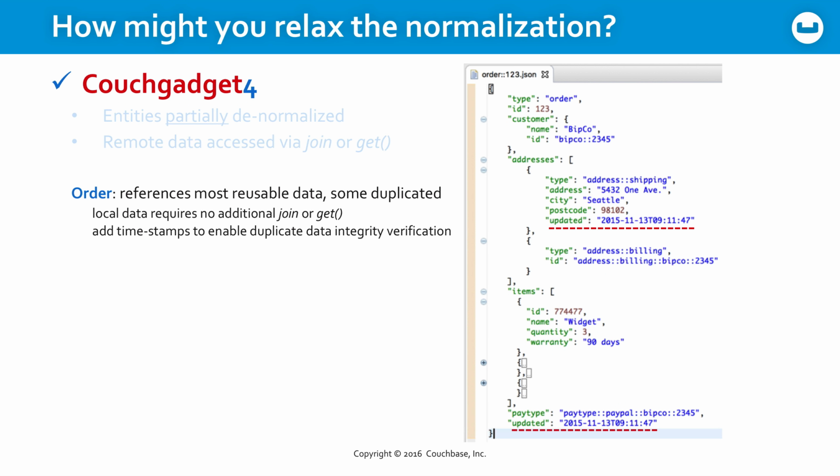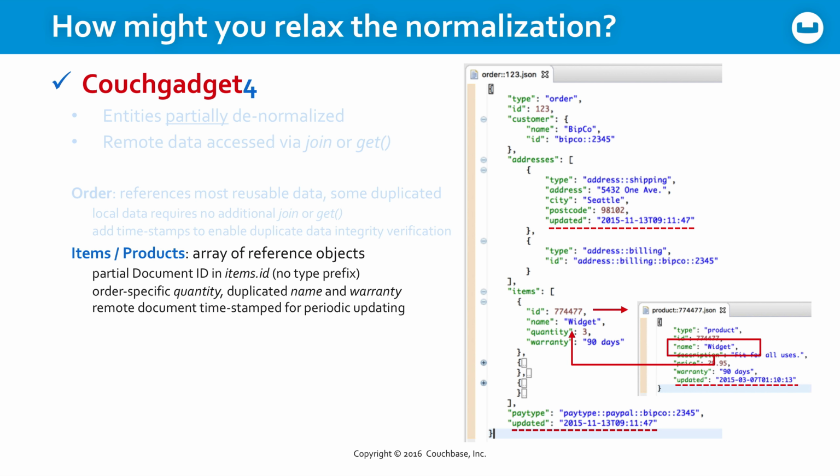But where you have duplicate data, you need to think about long-term data integrity, and so the common practice and pattern is to add a timestamp in some appropriate manner, so where you have duplicate data, you know which is more current and can update as appropriate. Here, our items and products are again an array of reference objects with only a partial document ID, no type prefix as we saw in the last example.